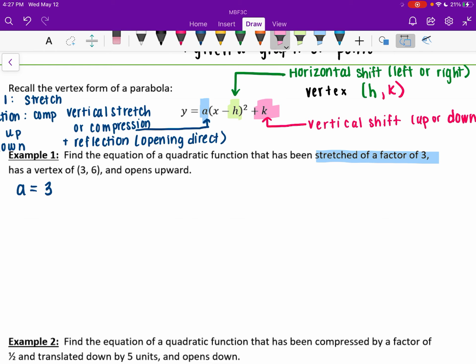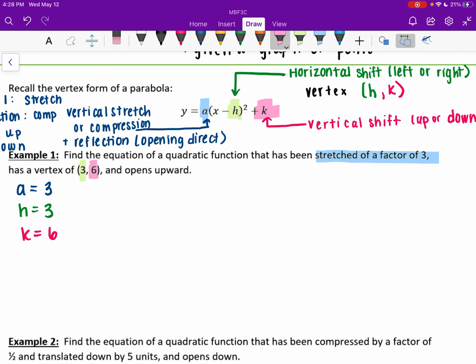And then it has a vertex of h and k. So we know that it has a vertex of (3, 6). So 3 and 6 are going to be our h and k values. I'm going to put those in different colors just so that they're consistent with the top one. So this is h and this is k. Our h value here is going to be 3 as well, and our k value is going to be 6. And then it says it opens upwards.